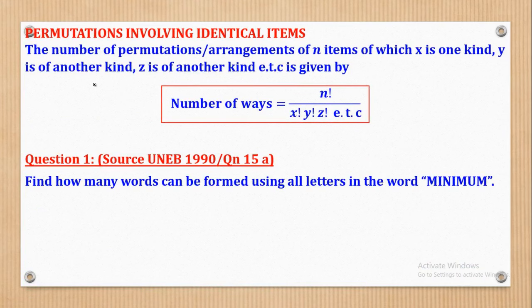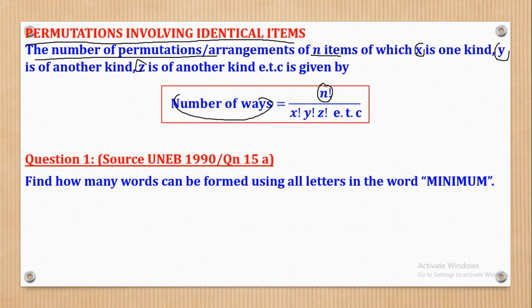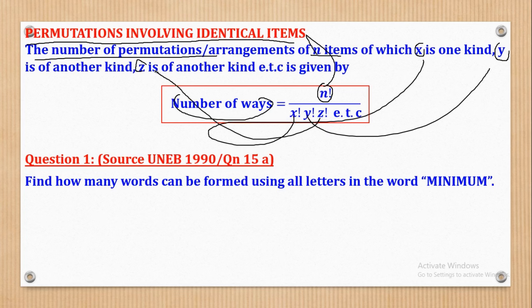Now, distinct means they are different objects, but sometimes the objects may be identical. So that takes us to the next part, which is permutations involving identical items. Here we shall say that the number of permutations of n items, of which x is of one kind, y is of another kind, and z is of another kind, etc., is given by the number of ways equal to n factorial, which is the total number of objects, over x factorial, y factorial, and z factorial, etc. Now, the ones which are identical are put in the denominator, as we shall see in the questions to come.